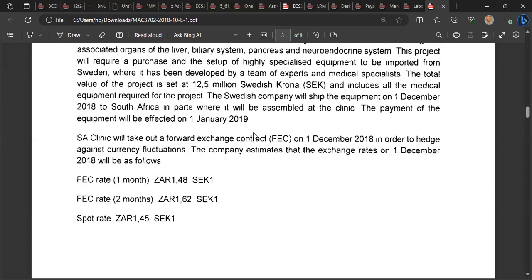So, for instance, you pay this Swedish company how much? 12.5 billion, right? You need to pay the amount on the 1st of January 2019, and then you have a spot exchange rate, right? The exchange rate is only effective on the 1st of December 2018. What is the spot exchange rate?